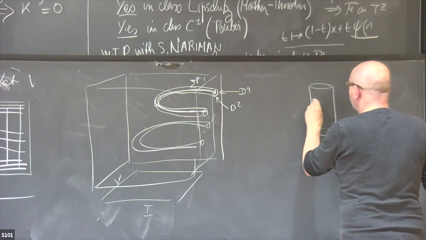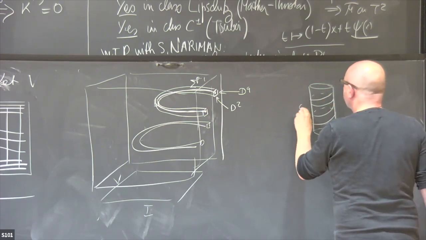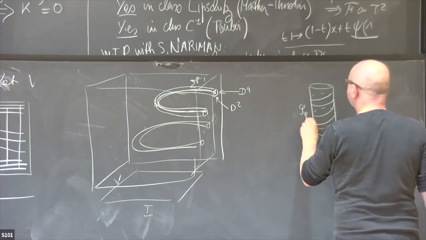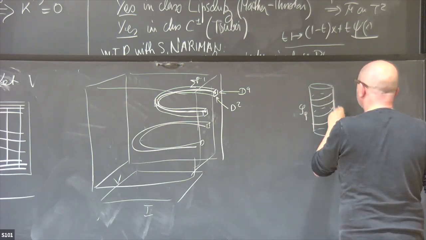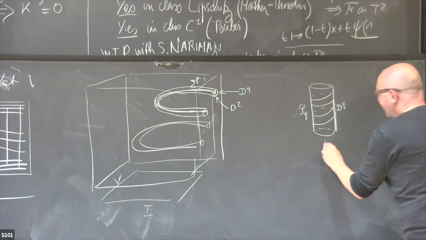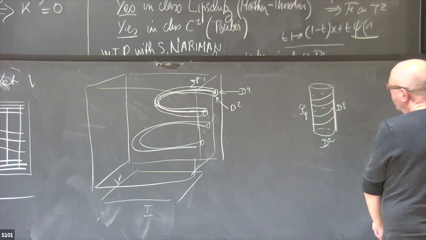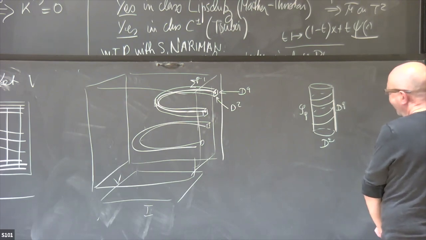If you want to fill such a foliation on the boundary, suspension of the diffeomorphism, which is here D2, by a foliation transverse to the verticals, well, of course, it's not possible. This phi is not the identity.